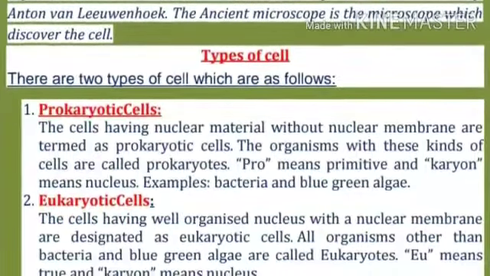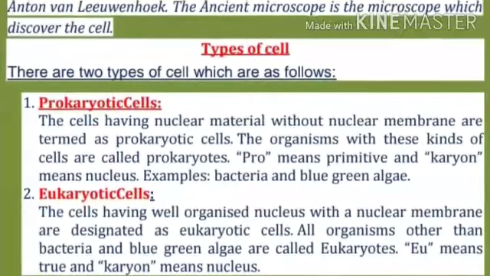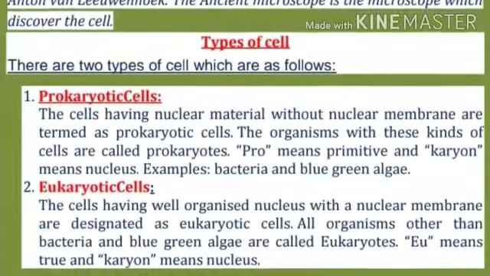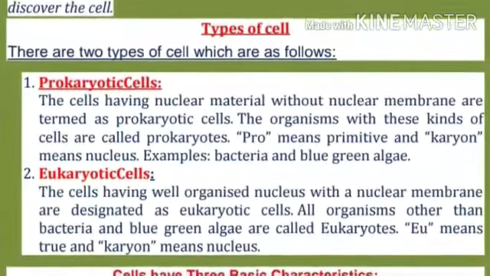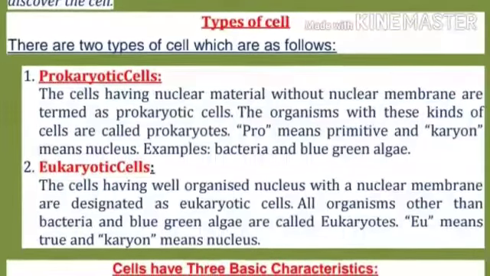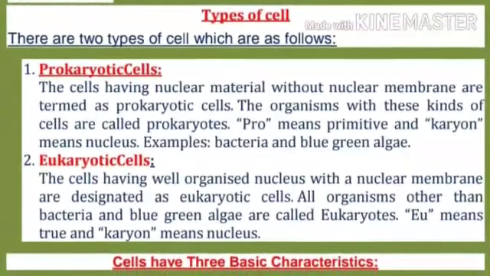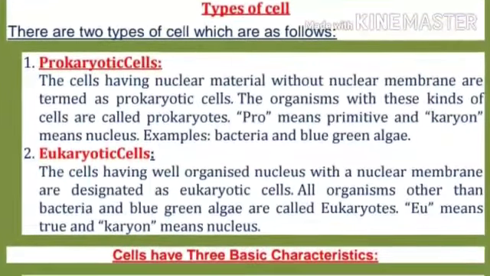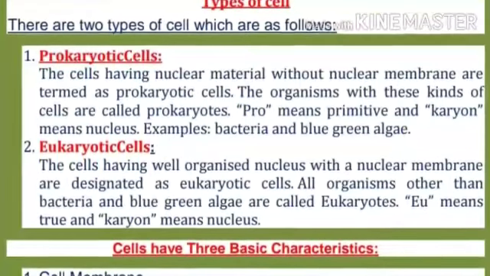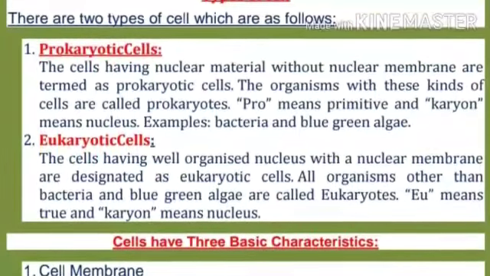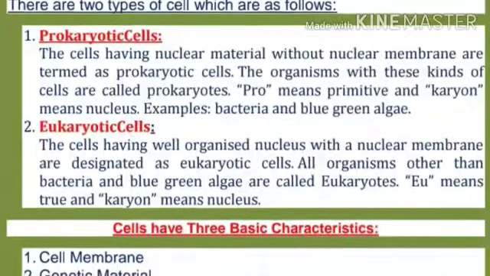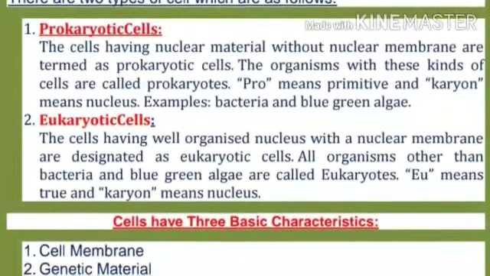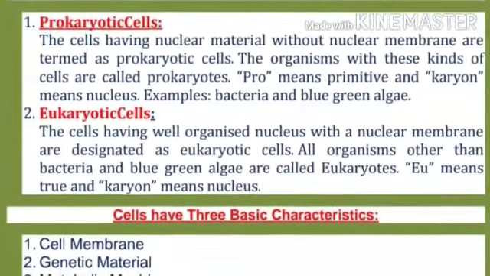Next topic, types of cells. There are two main types of cells, which are as follows: prokaryotic cells and eukaryotic cells. What do you mean by prokaryotic cells? The cells having nuclear material without a nuclear membrane are termed as prokaryotic cells. The organisms with these kinds of cells are called prokaryotes. Pro means primitive and karyon means nucleus. Examples: bacteria and blue-green algae.